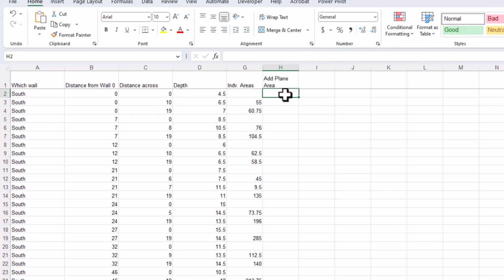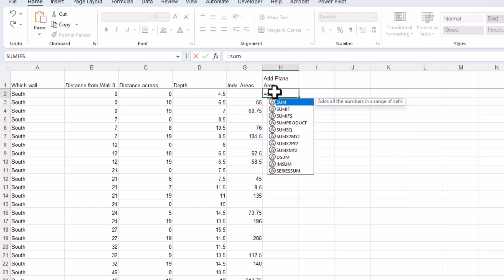And so what I want to do is add if the values have shared unique points to them. The two values that make these groups unique are the wall they're on and the distance from the beginning of the wall. So I want to add these numbers if the wall they're on and the distance from the wall are the same. So if I want to add based on criteria, it's going to be SUMIF. I have 2 criteria, so I want to use SUMIFS. So I'm going to type equals SUMIFS.